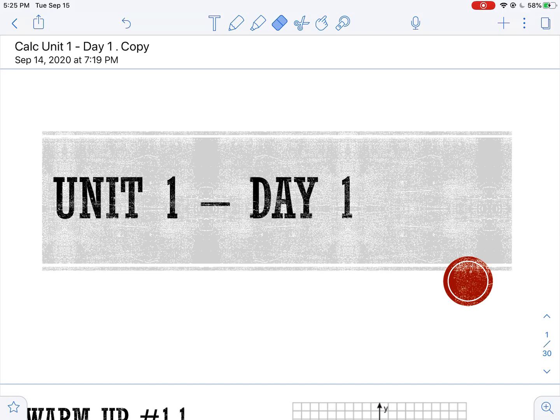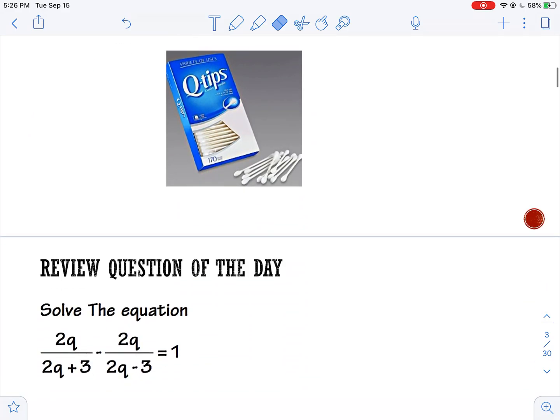If you would like to see the warm-up review problem or any of the homework or test questions we went over in class today, just look at the finished notes.